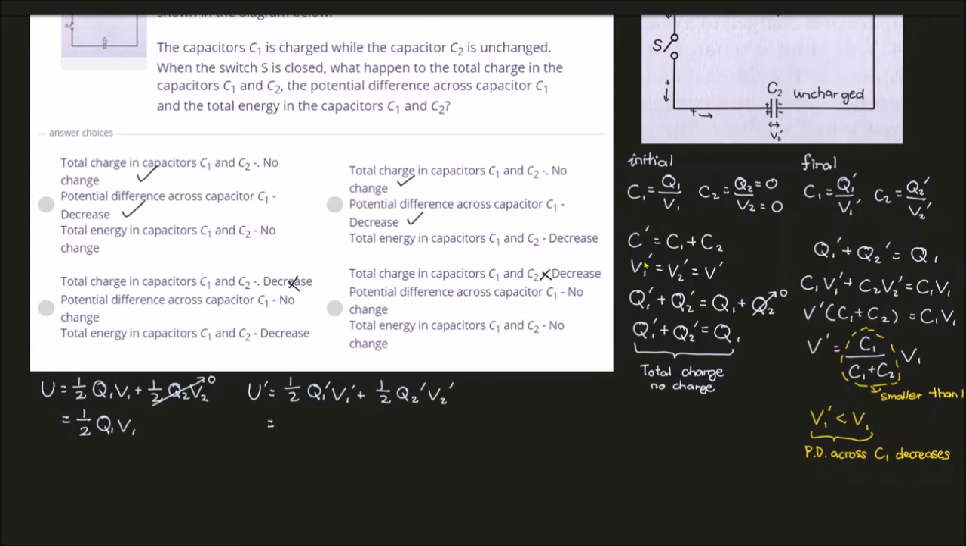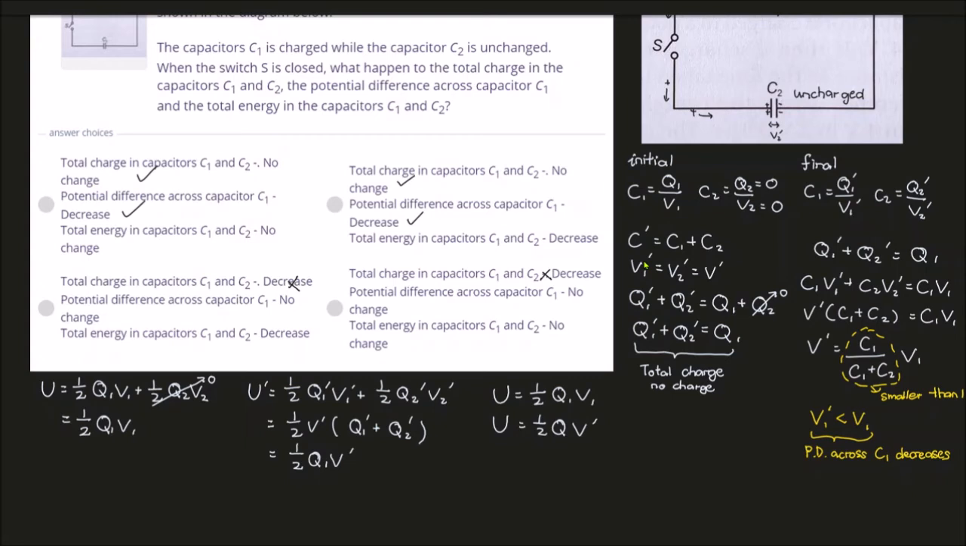We know that V1 prime and V2 prime are just equal to V prime, so we can bring out V prime. Then you're left with Q1 prime plus Q2 prime, which is equal to Q1. So you're left with half Q1 V prime. Okay, so let me write down the initial and the final. The initial is half Q1 V1. The final is half Q1 V prime.